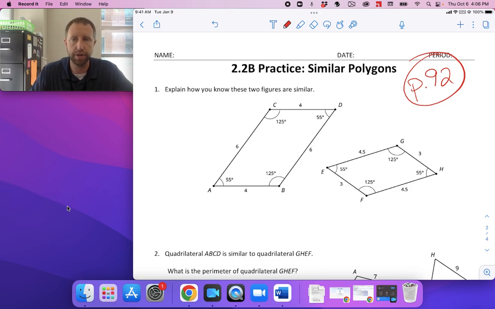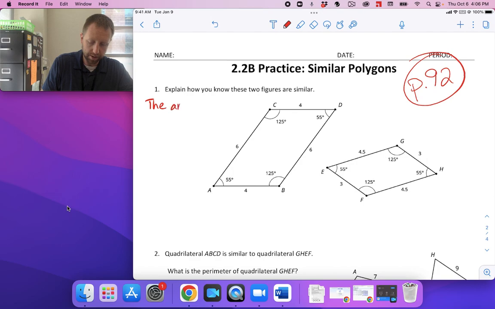These two are not the same shape. And then when you look closely, the side lengths are definitely not the same. You see that they're listed. So let's go ahead and say what we would need to prove that these two figures are similar. First things first, you guys found this out way back on Monday. The angles are the same. The angles have to be the same. So I'm going to put that down first.